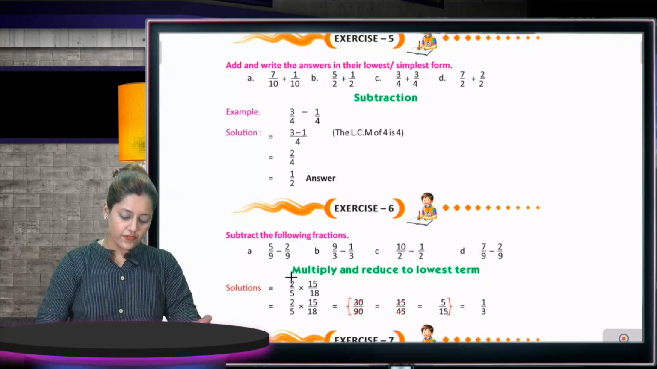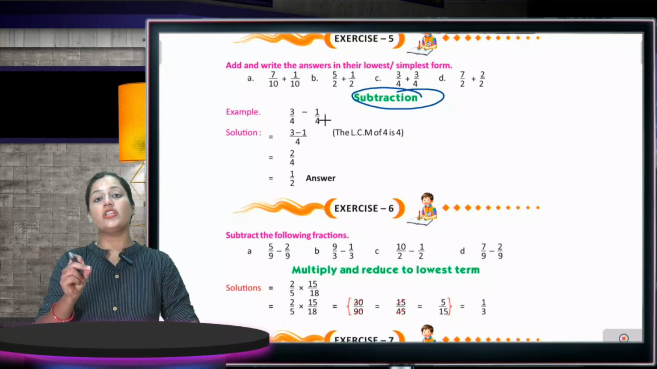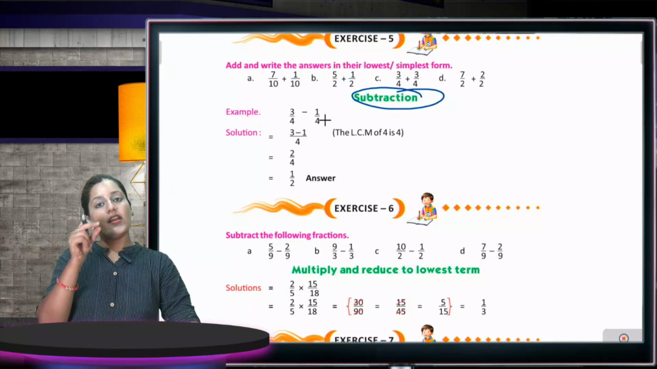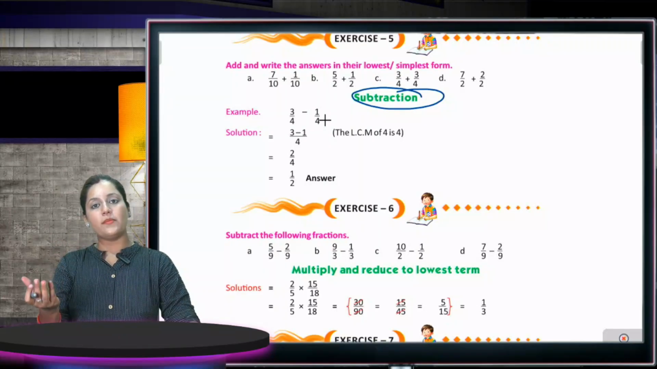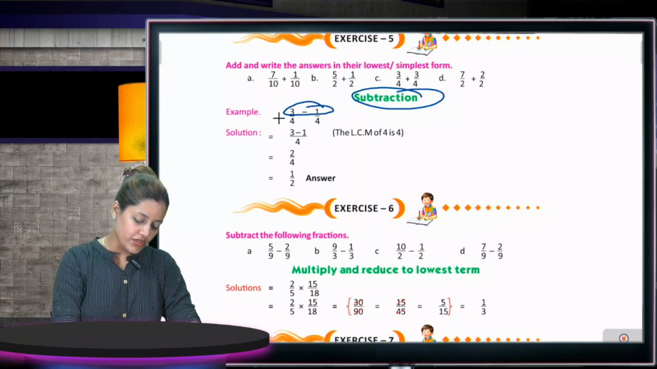Next is subtraction. For subtraction, what do you see? You have to see the denominator first. If the denominators are the same, then you simply subtract the numerators.